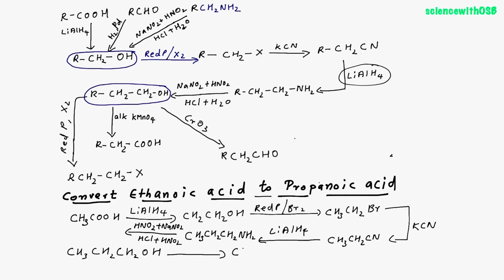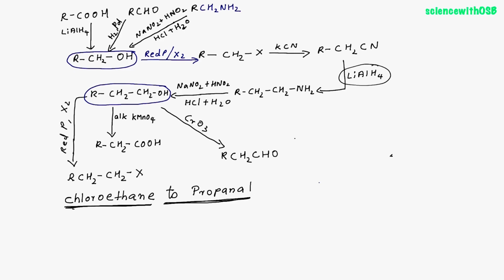Okay, we can do that. CH3CH2COOH. What is that? Propanoic acid. From ethanoic acid, we prepare propanoic acid. Ethanoic acid to propanoic acid. Okay, we can do one more example.